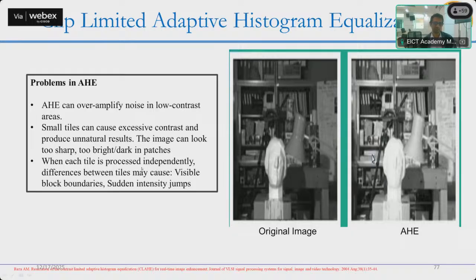Different parts are there. When each tile is processed independently, differences between tiles may cause visible block boundaries. You can see the sudden intensity jumps at the block boundaries. That is showing that here again, adaptive histogram equalization is not a complete answer.